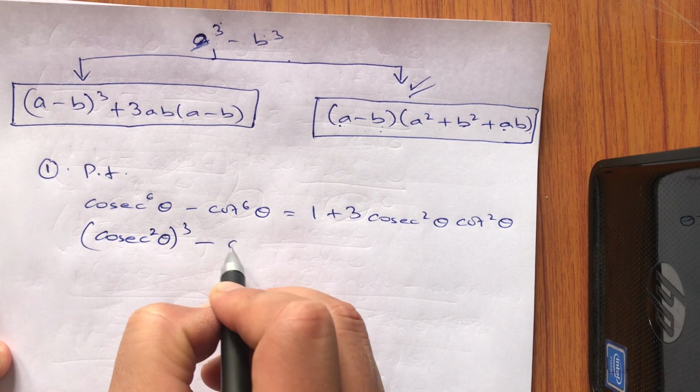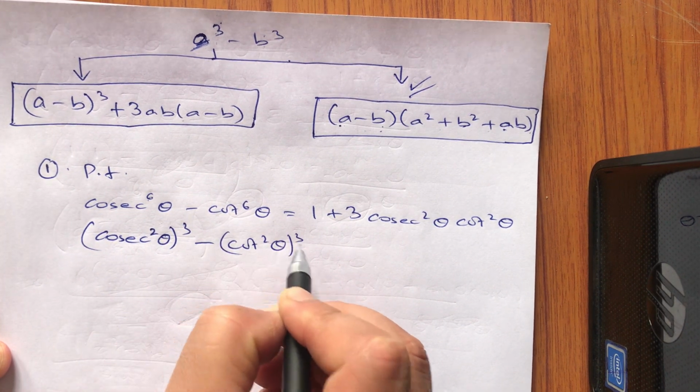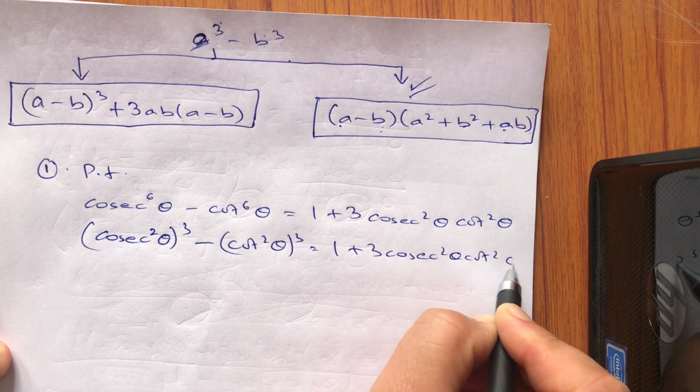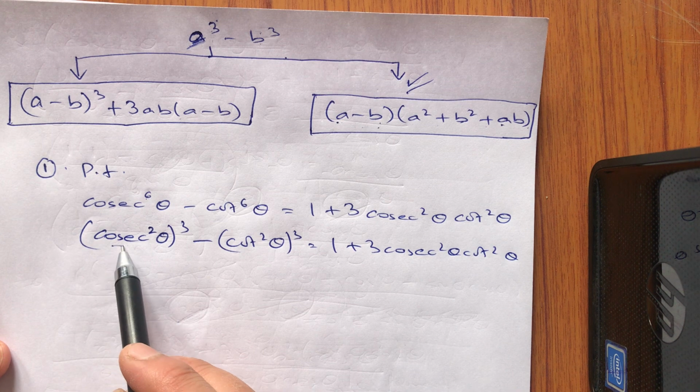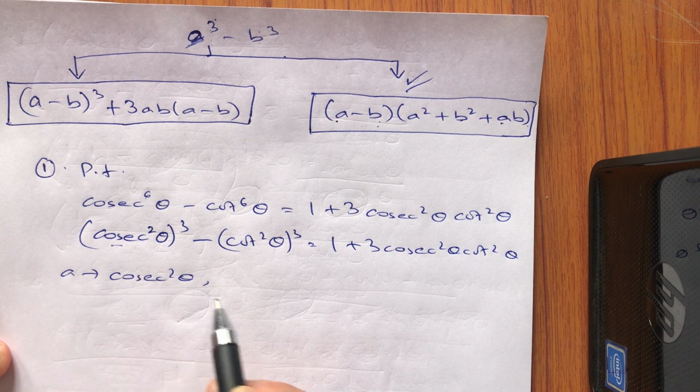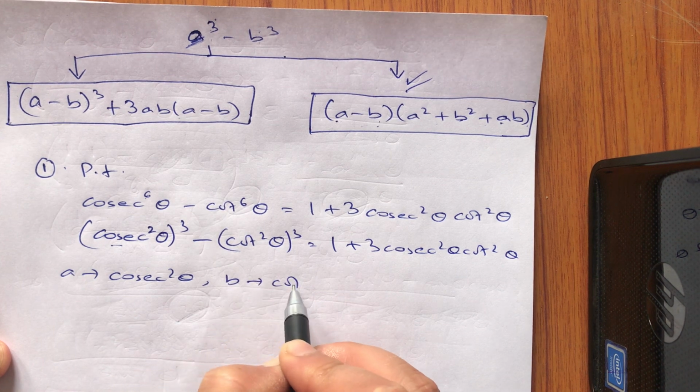So minus, what will I write over here? I'll write cot, and I'll write this cubed, and this right hand side as it is, I copy it. Now this looks like a cubed minus b cubed. So over here, what is a? A is my cosec square theta. And what is my b? B is my cot square theta.